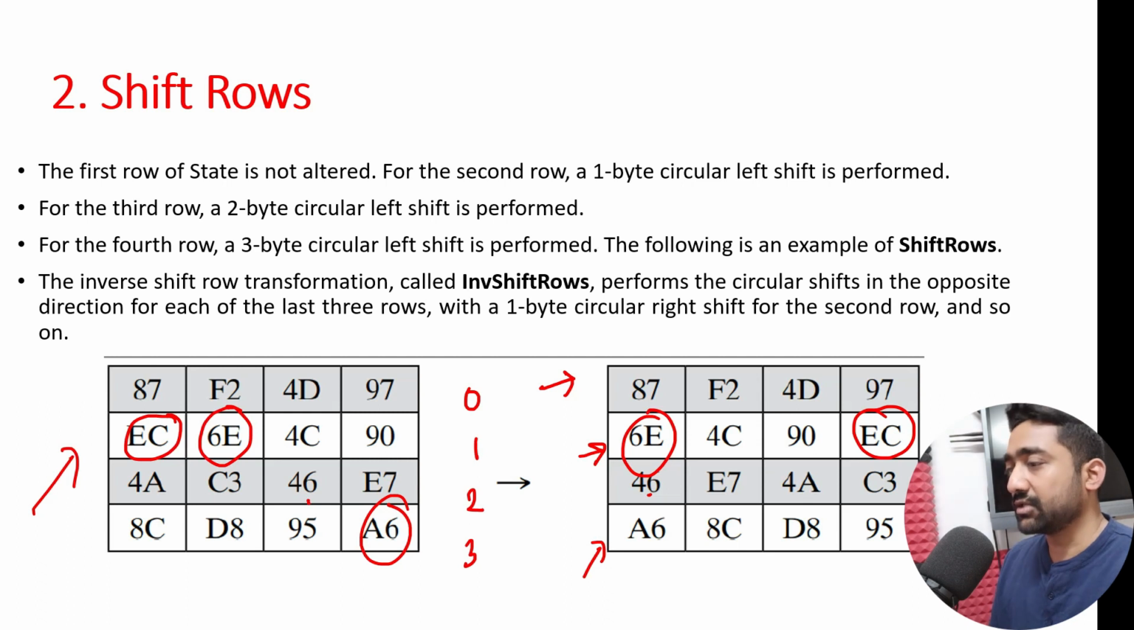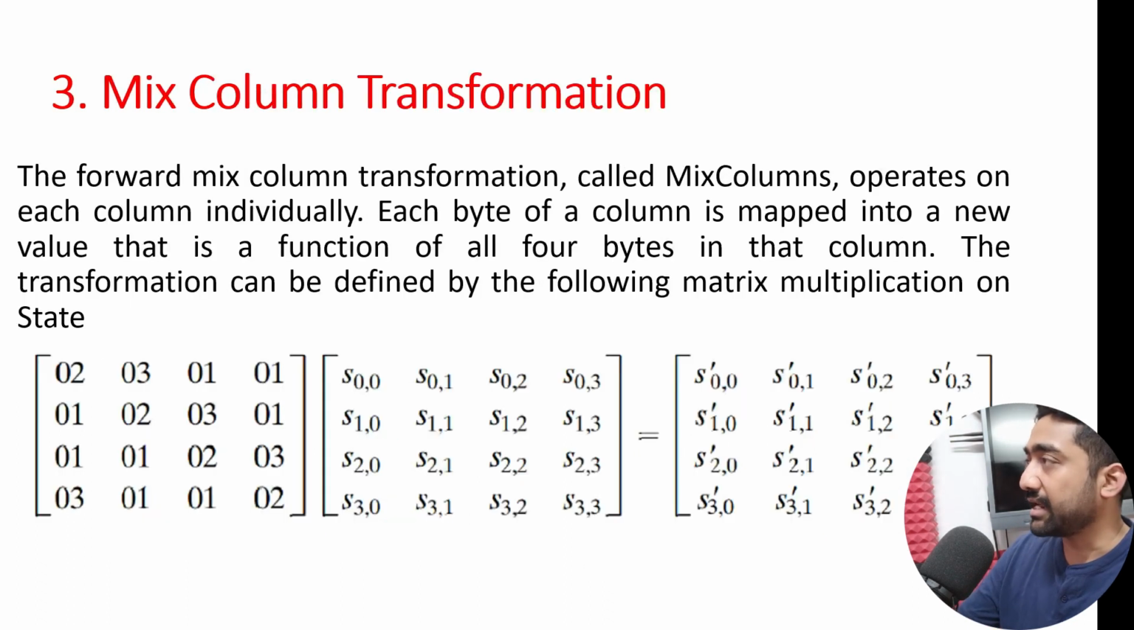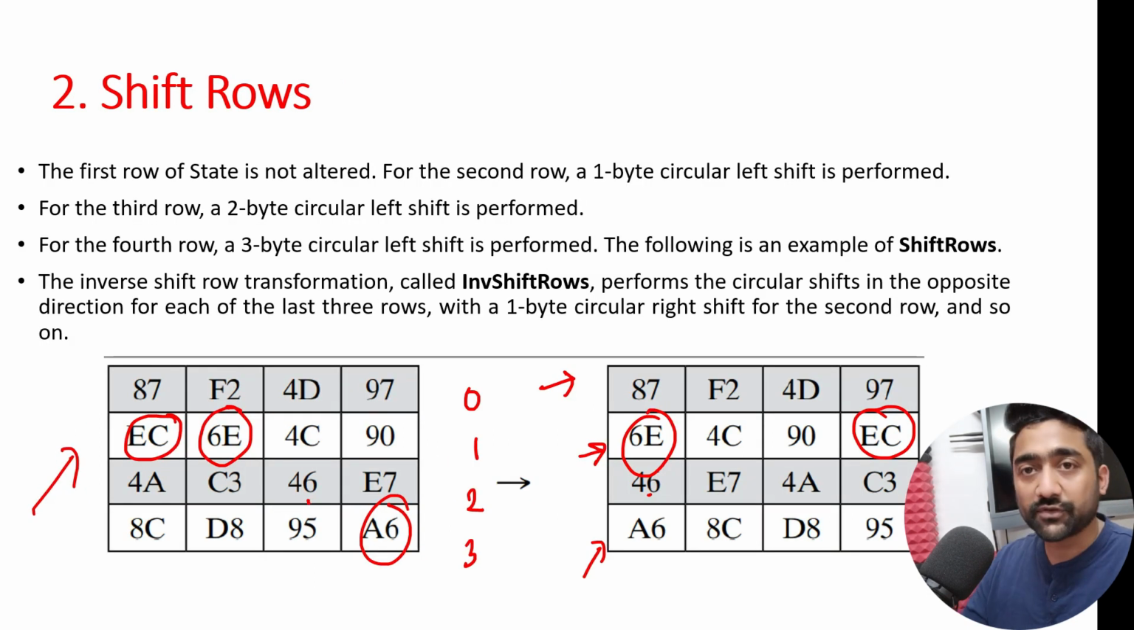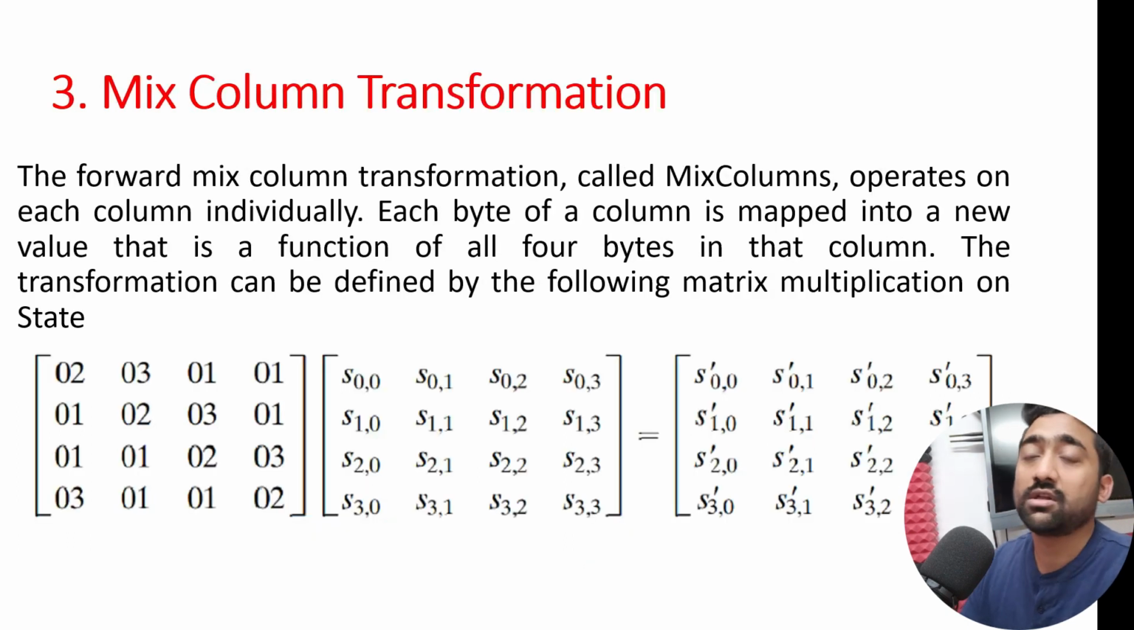Fine. So let's go ahead with the third transformation, and that is the most crucial one out of all. That's what we call the mix column transformation. Once we get the output of shift rows, we'll have a 16-byte matrix, and that 16-byte matrix will further undergo an operation called mix column transformation. So let's see what it is and how it works.